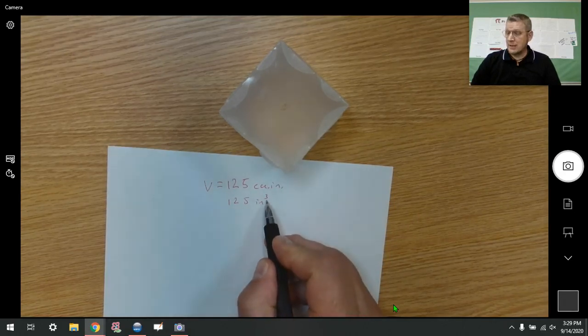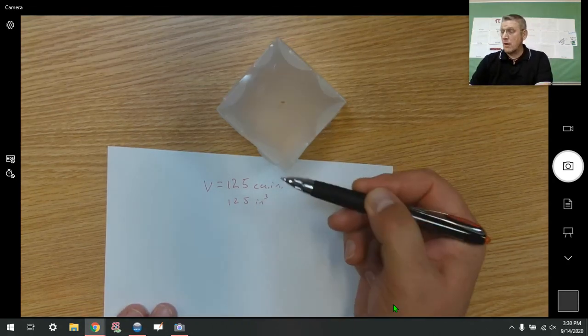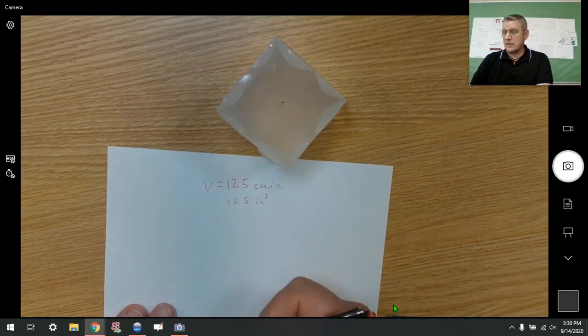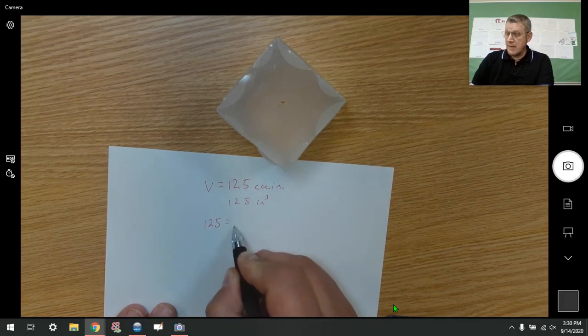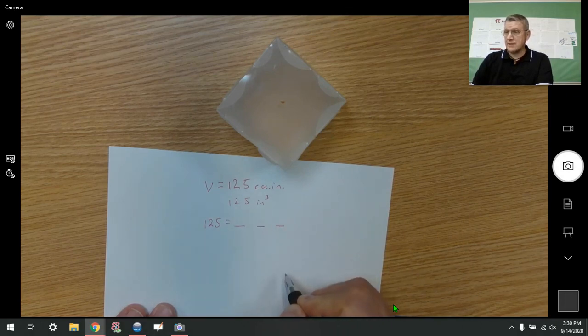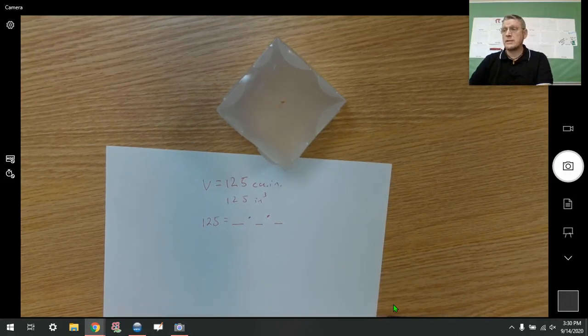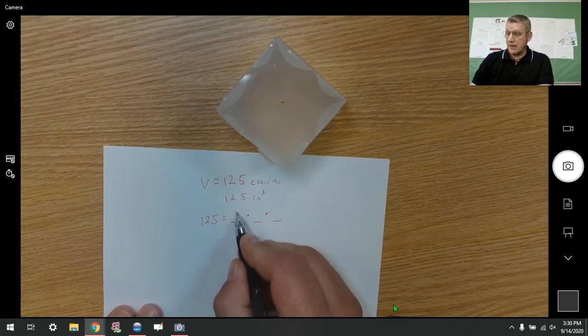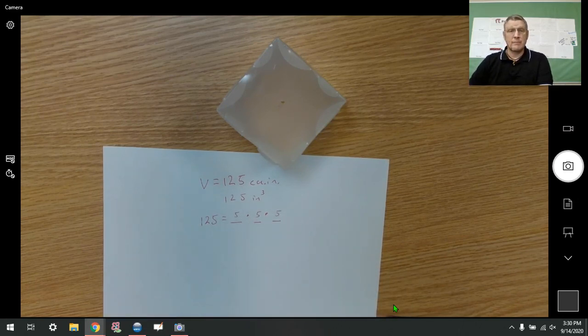Well, when we have this cube here, we want to get rid of that and just find what the length of the dimensions are. Since it's a cube, all three of these measurements are exactly the same. So I know that the volume is 125 and the three dimensions are exactly the same, and I get the volume by multiplying. So I ask myself, what times what times what gives me 125? And that would be 5. 5 times 5 times 5 is 125.